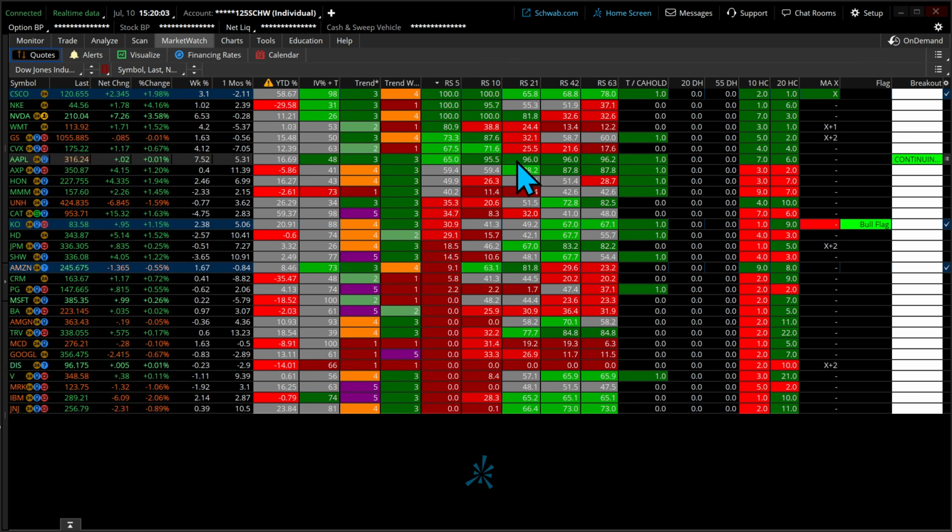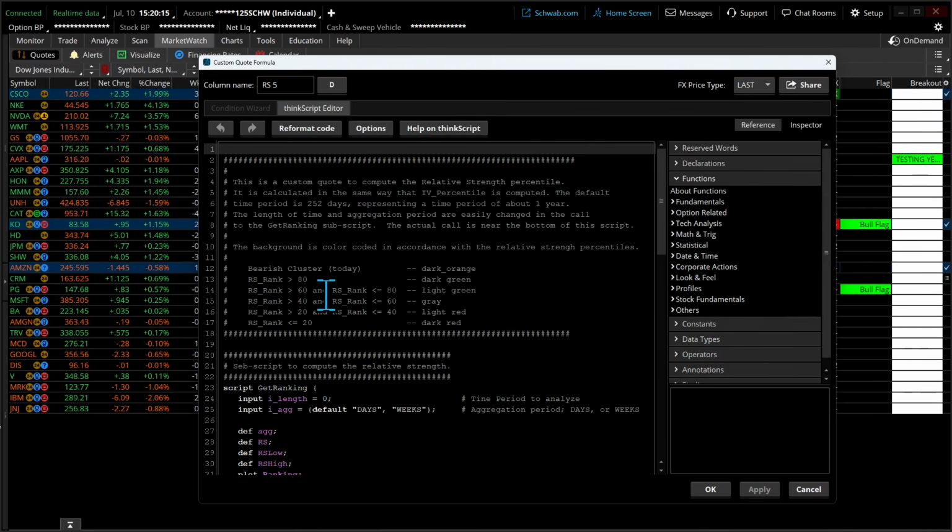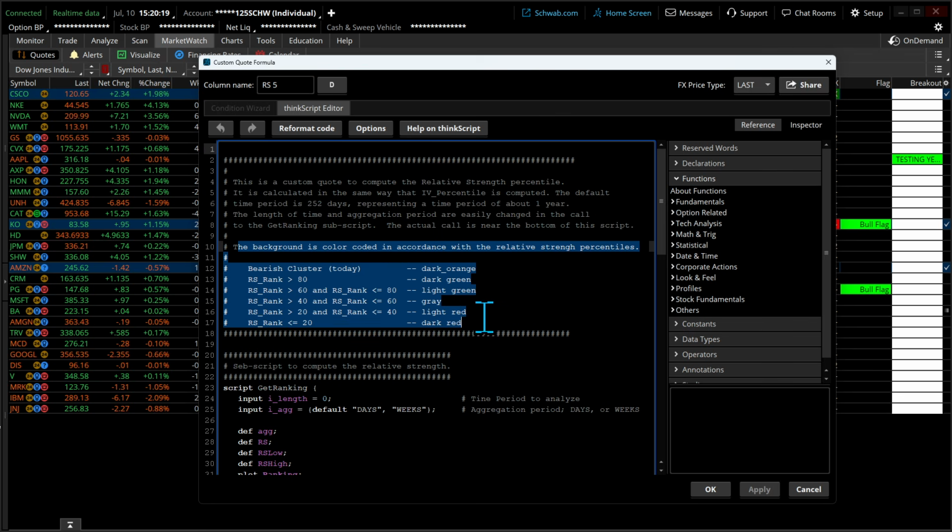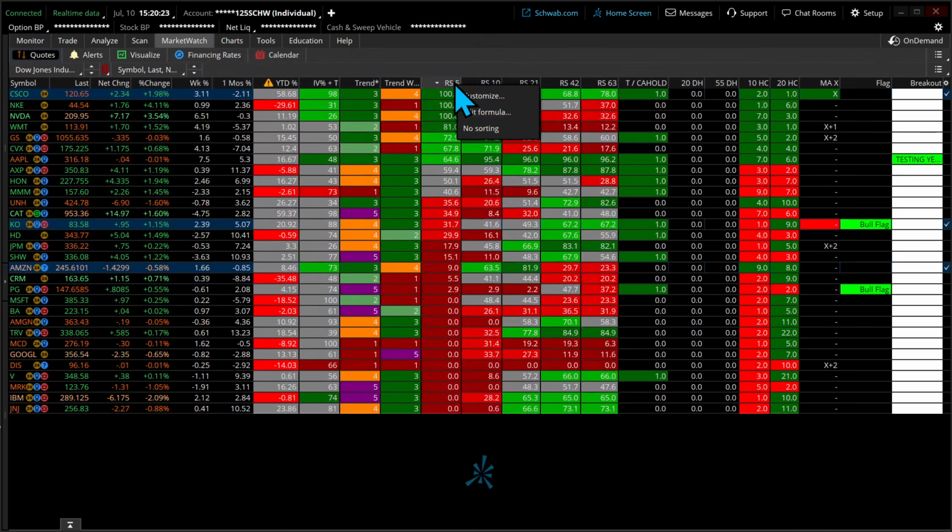Now, by the way, if you said, well, what do the numbers in the boxes represent? Again, how do you find that out? Right-click on it, Edit Formula, and if you click on that, it's going to give you a quick readout of what the numbers in the boxes mean, and we can see that right there, okay? So again, right-click on the column heading, Edit Formula, and it gives a readout.